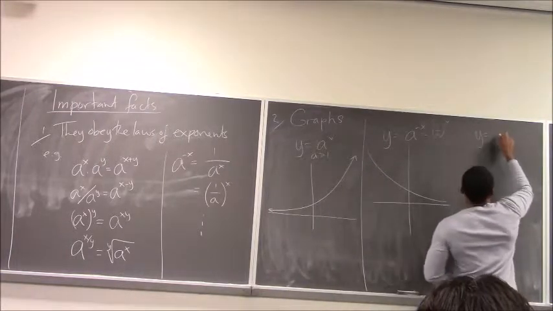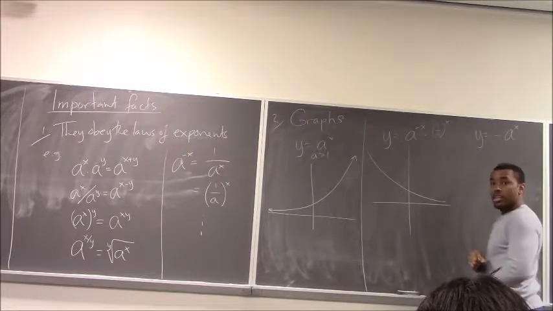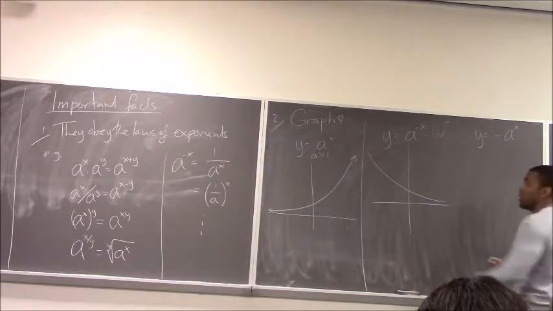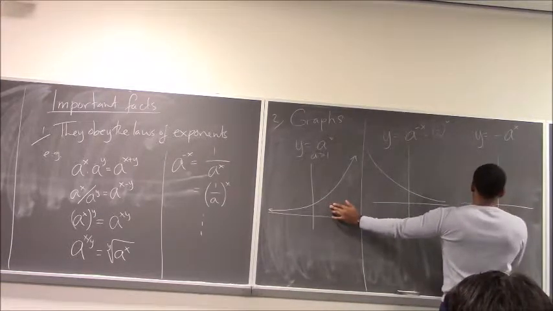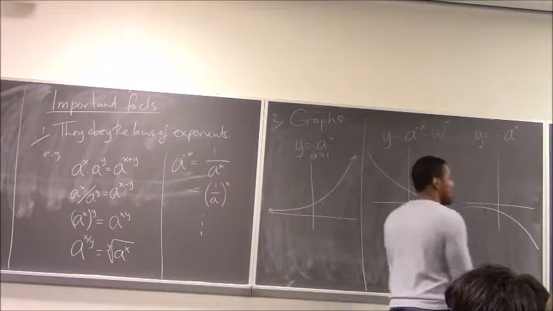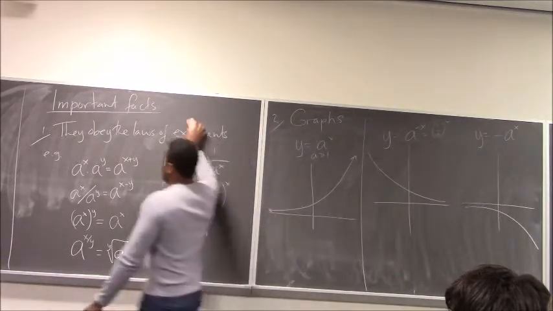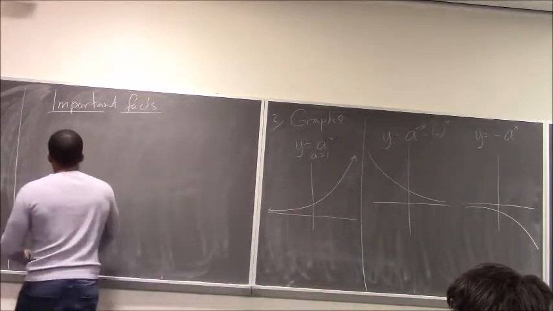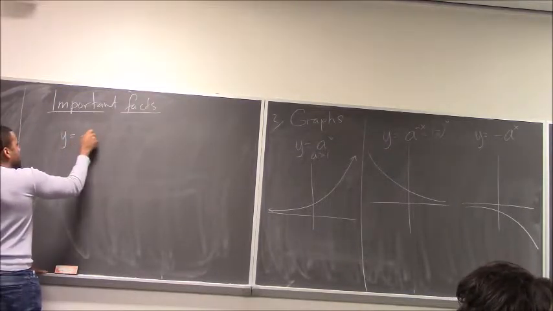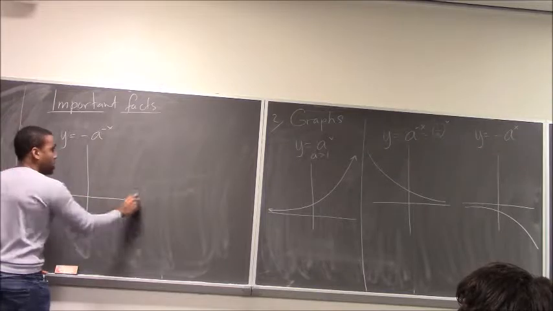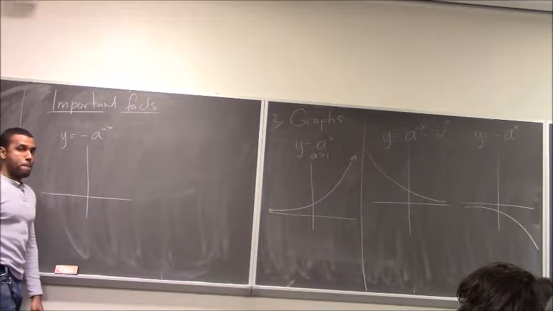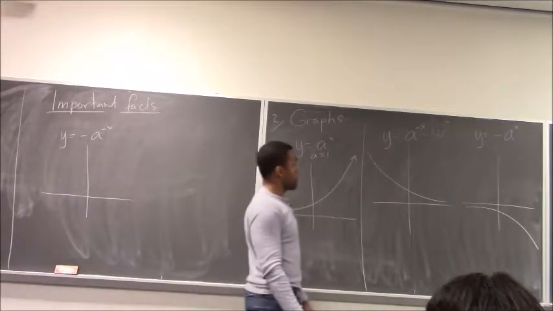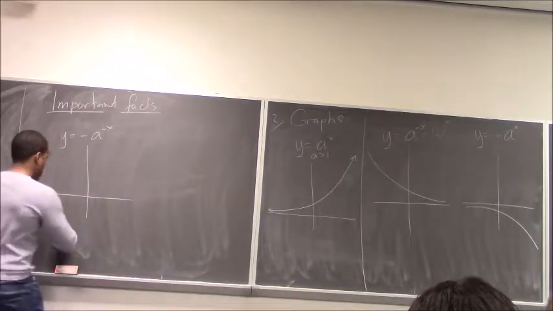What about if you have y equals minus a to the x? It'll flip over the x. So this one will flip over the x. So that would look like this. What about minus a to the minus x? It's like the negative x one, but flip over the y, and over the x-axis. So that would look like this.